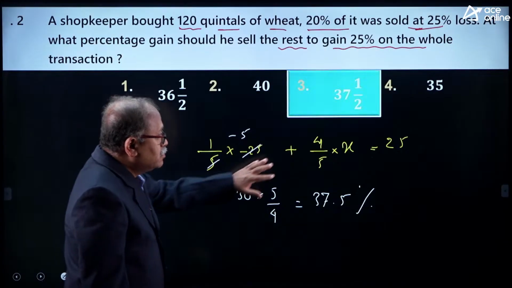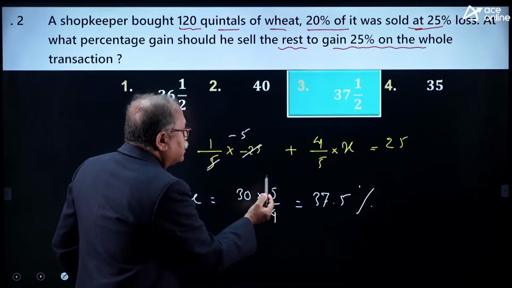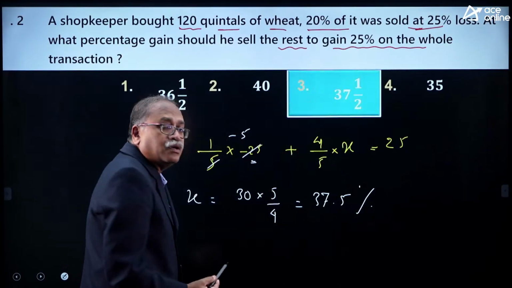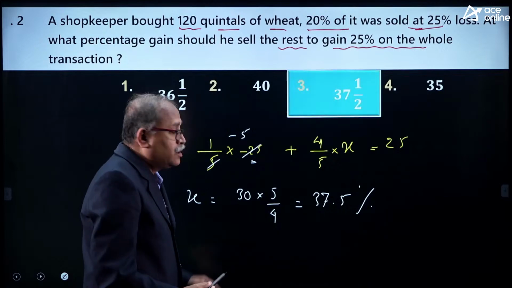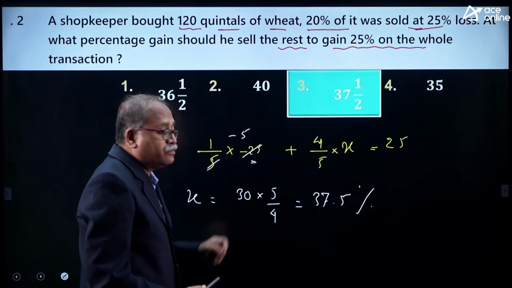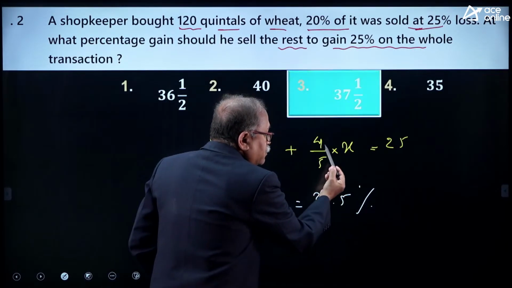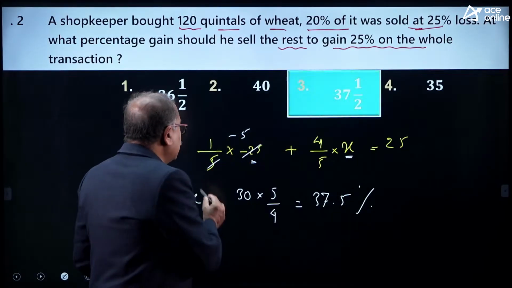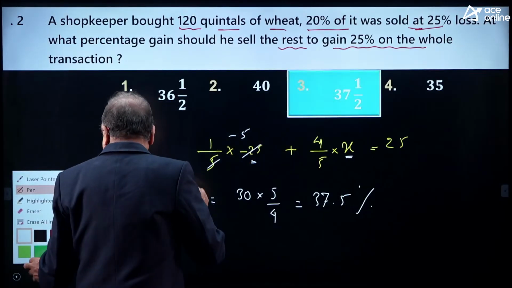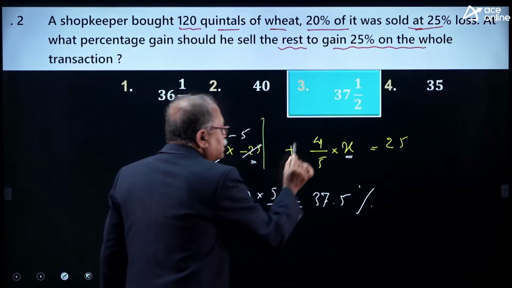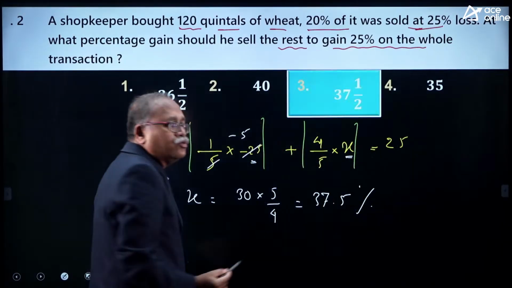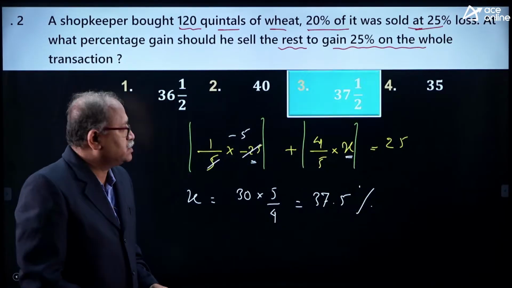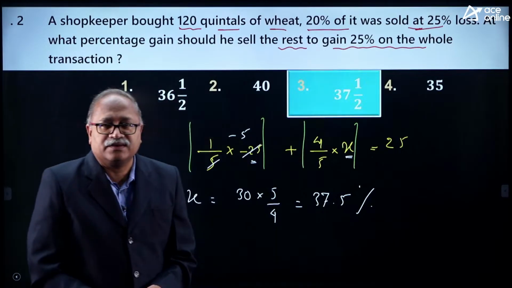Hope this is clear. The very small understanding that I know is the 1/5 profit or loss. As it is a loss, I put it in minus, and the remaining 4/5 I do not know. I took that as X, and the total is this part plus this part, which is equal to the overall 25%. Solving the equation, I got the answer.